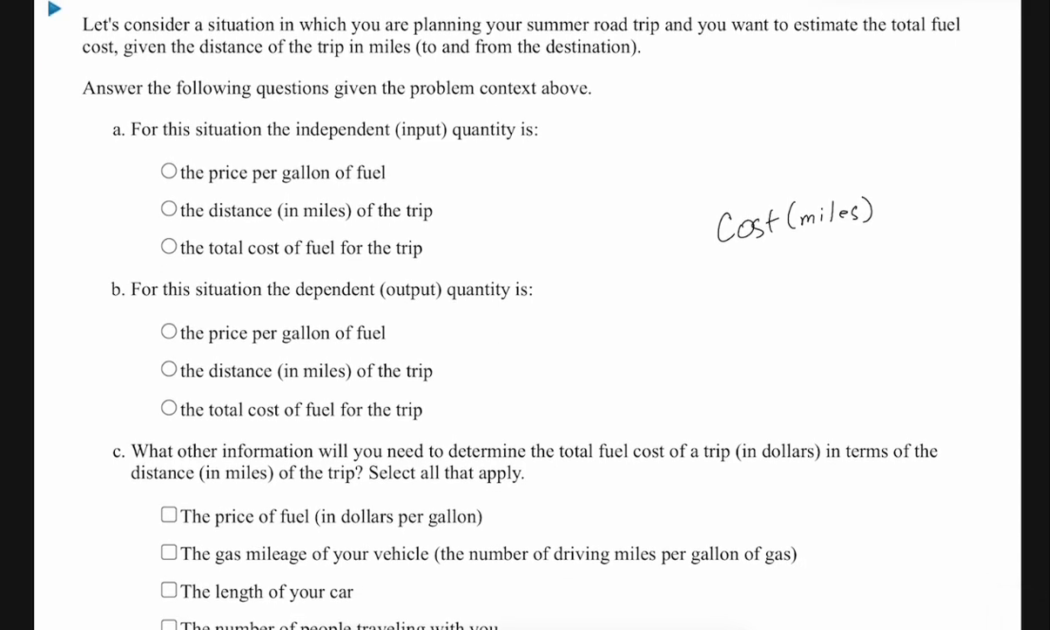It says, let's consider a situation in which you are planning your summer road trip and you want to estimate the total fuel cost given the distance of the trip in miles to and from the destination. For this situation, the independent quantity should be how many miles did I go? The output would be the total cost of the fuel. So I kind of thought of it like this: how many miles will dictate how much the total cost will be.